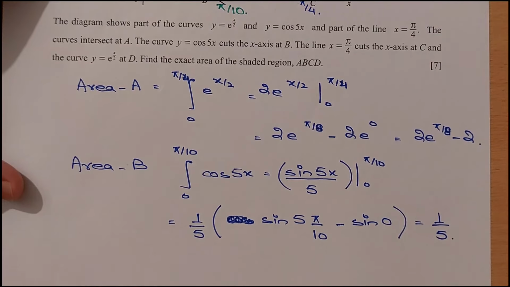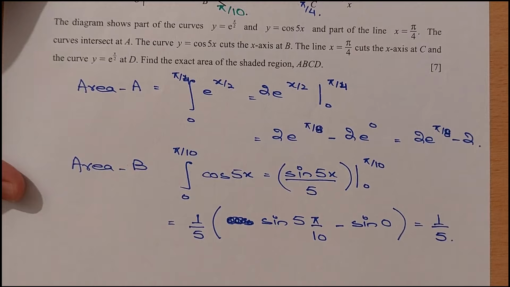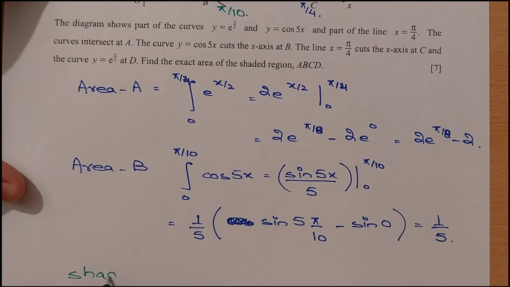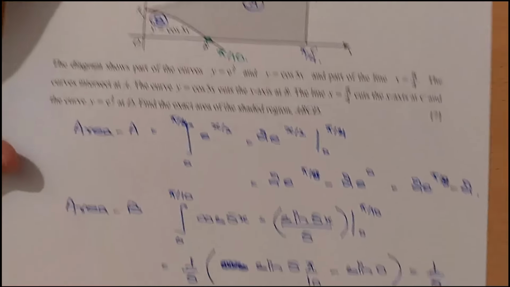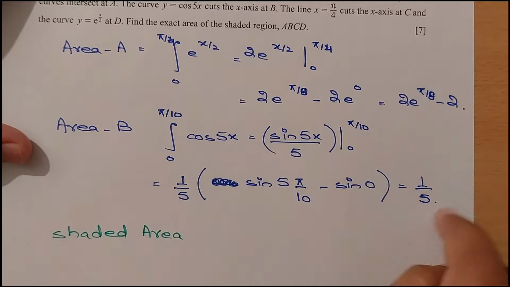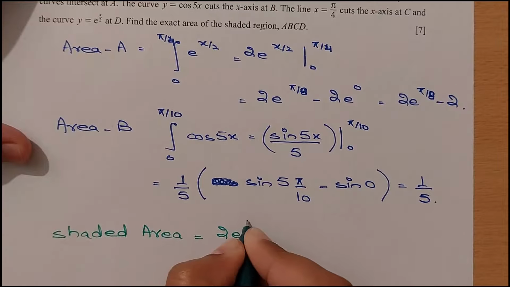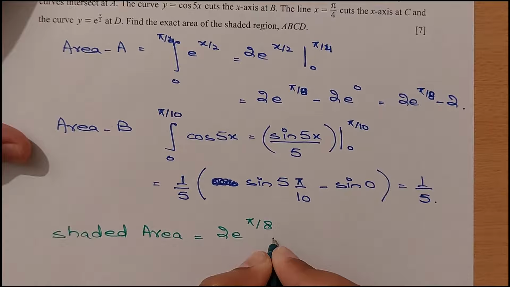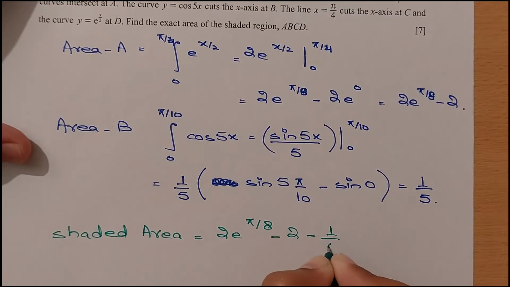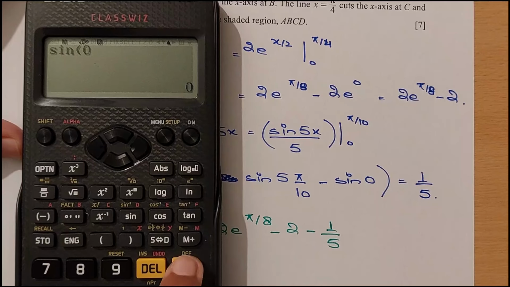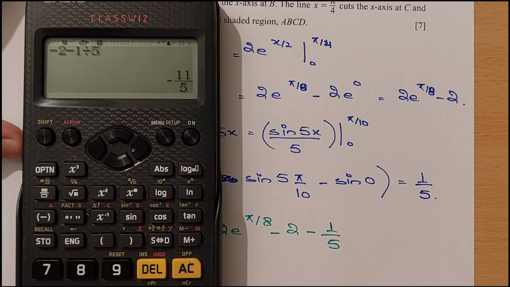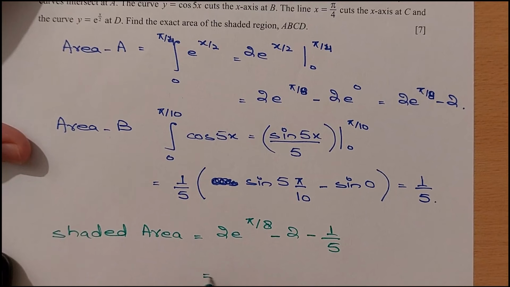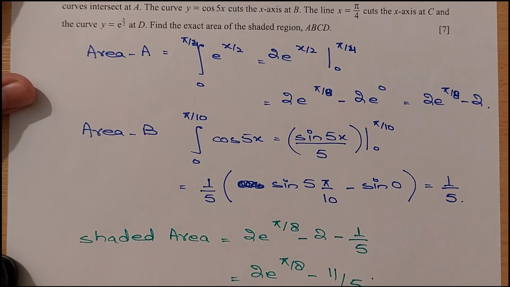So to get the shaded area, because we know that the area under curve B is not shaded, we subtract B from A. That is 2 e power pi by 8 minus 2, subtract 1 by 5. So minus 2 minus 1 divided by 5 is minus 11 by 5. So this is 2 e power pi by 8 minus 11 by 5. That is the shaded area ABCD.